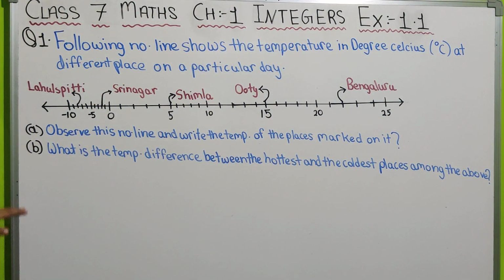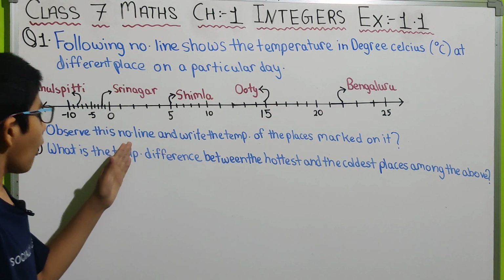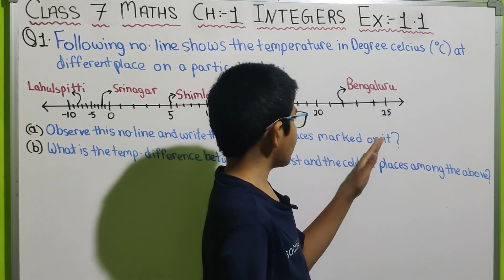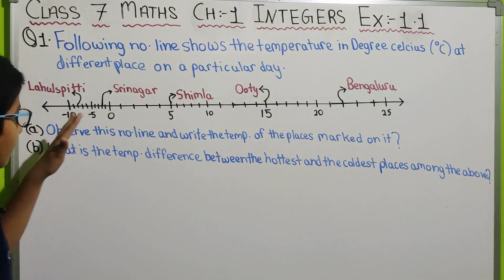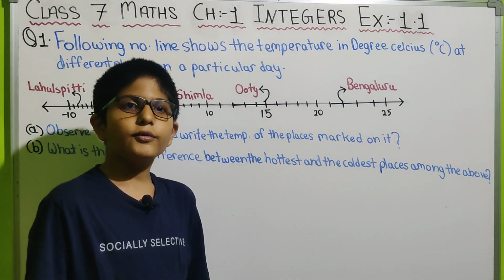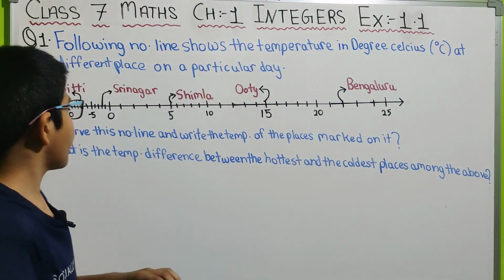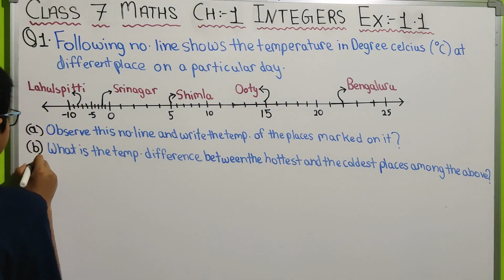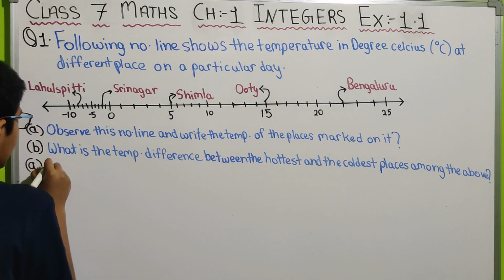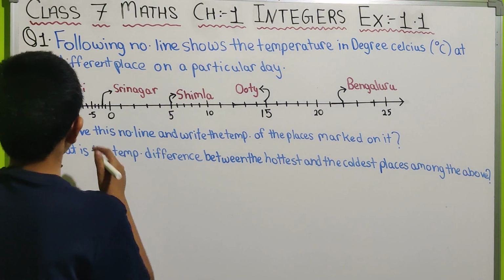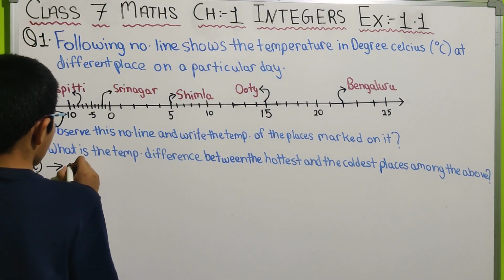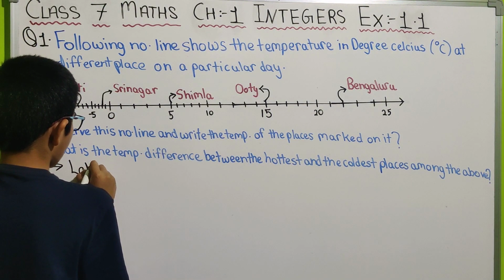Now what you have to do, in A1 it is given: observe this number line and write the temperature of the places marked on it. Here 5 places are marked on it. Now we have to write the temperature of all those 5 places. So now let's write the A1 answer. Lahore Spiti is first. So now let's start from it.